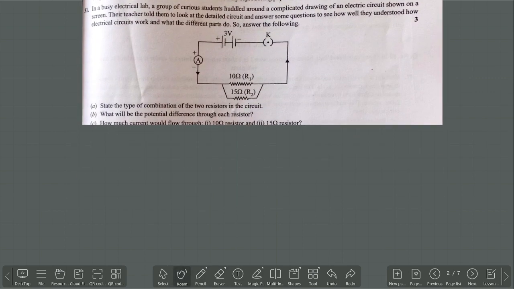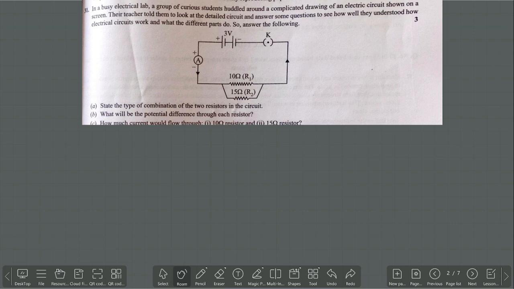So read the question. In a busy electric lab, a group of curious students huddled around a complicated drawing of an electric circuit shown on screen. The teacher told them to look at the detailed circuit and answer some questions to see how well they understand how electricity works and what the different parts do. Clear? So answer the following questions.